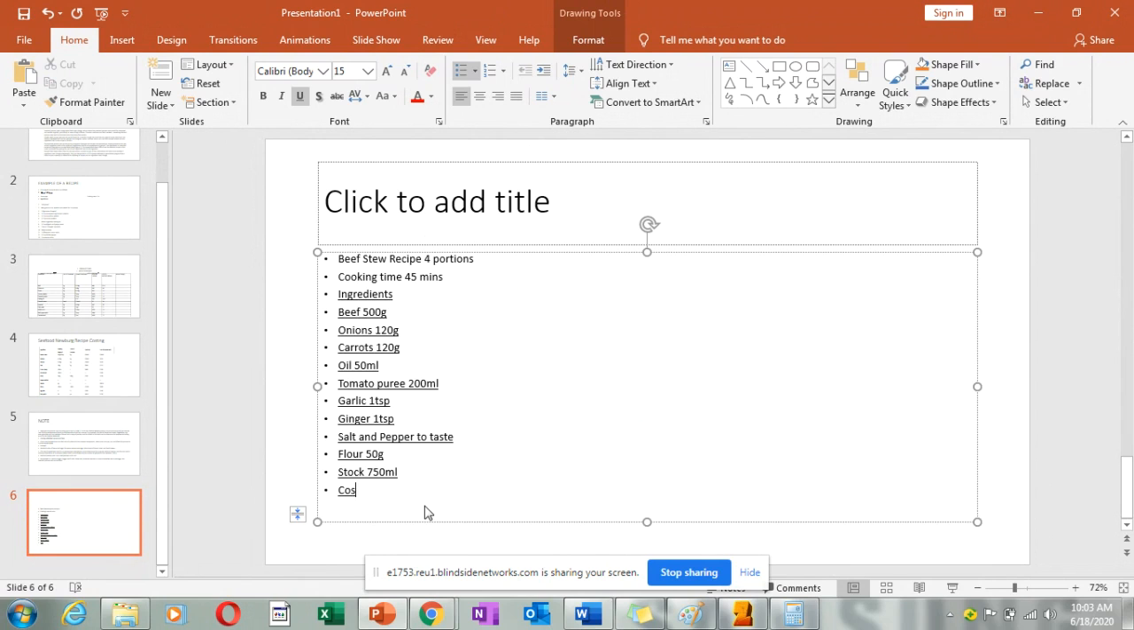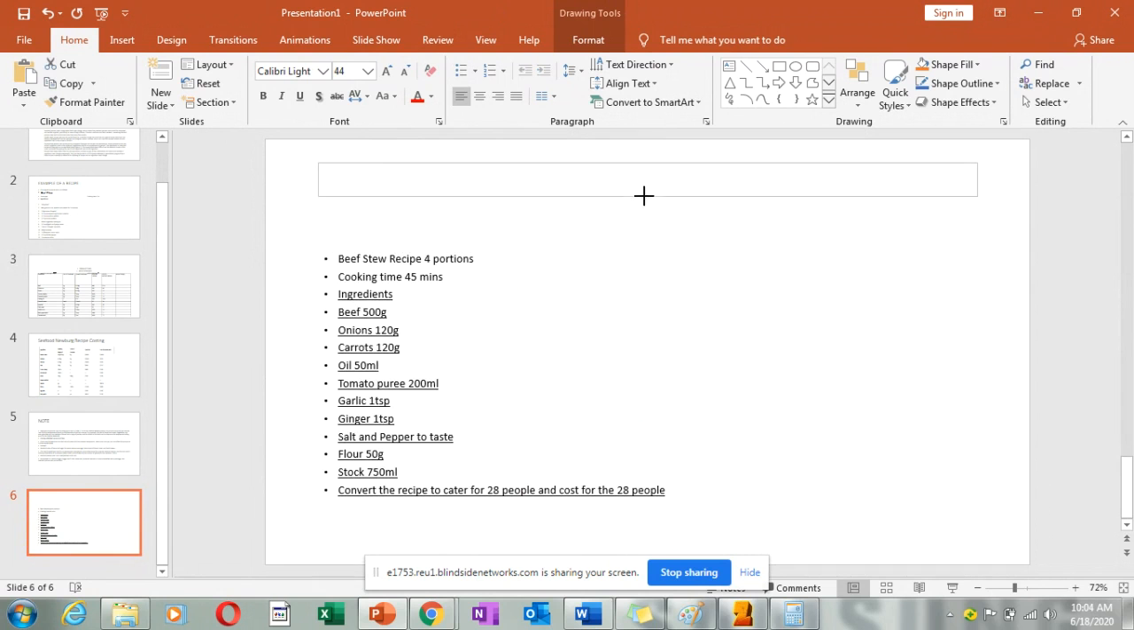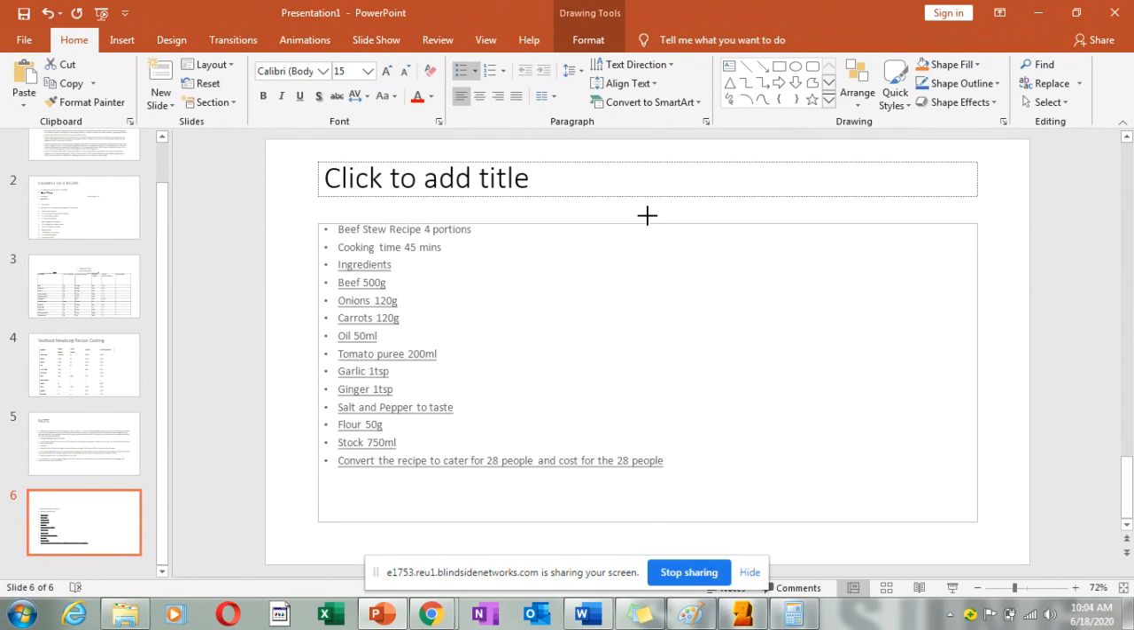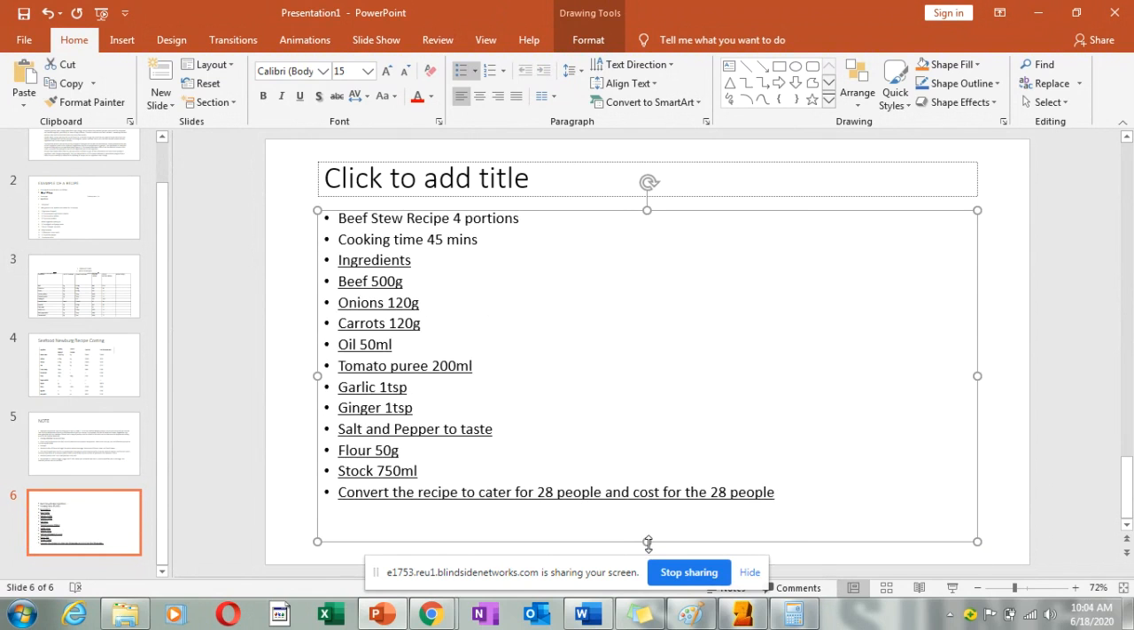Let me give you some more work. Convert the recipe to cater for 28 people and cost for the 28. You cannot see it? Convert the recipe to cater for 28 people. Zoom in your phone. And now? Better.